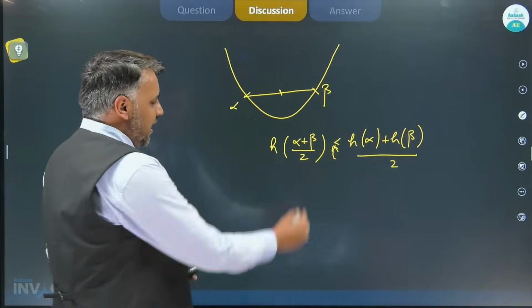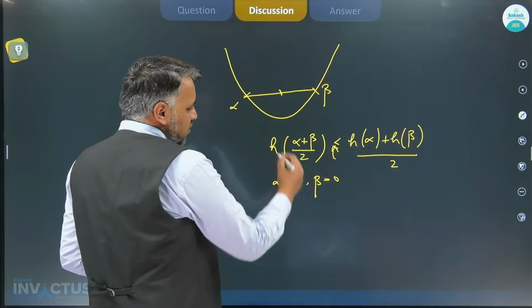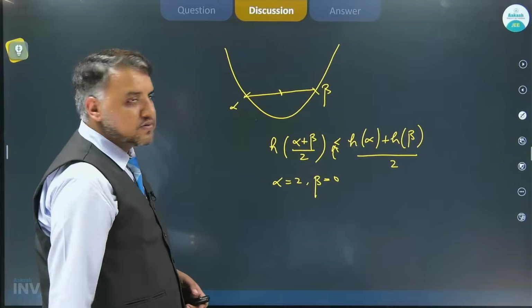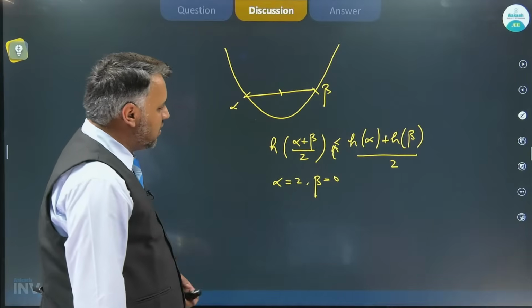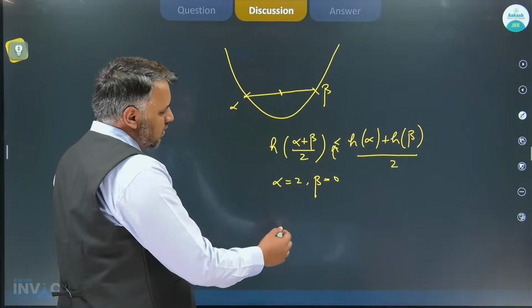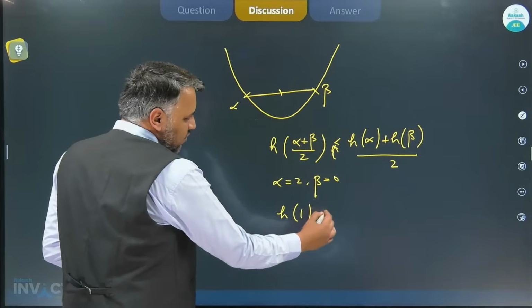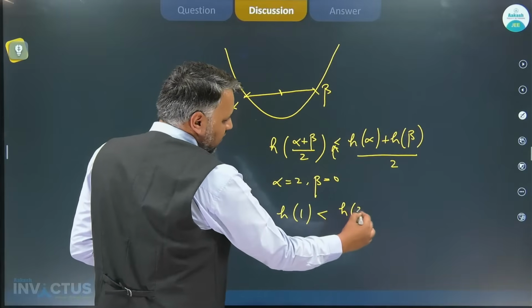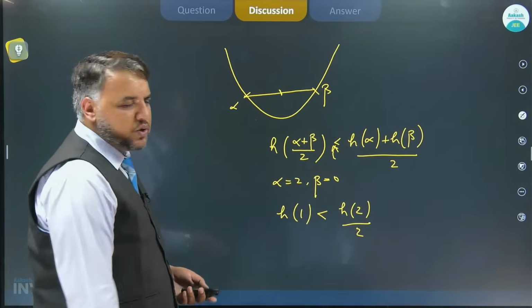So if we put alpha is equal to 2 and beta is equal to 0, so you can compare the values of h of 2 and h of 0. Or if you put, oh sorry, h of 1, so this will be h of 1 smaller than h of 2 and h of 0 is 0 by 2. So h of 2 is greater than 2h1.